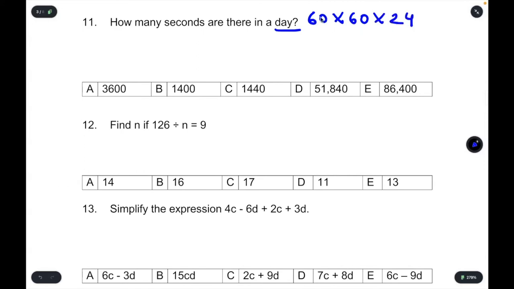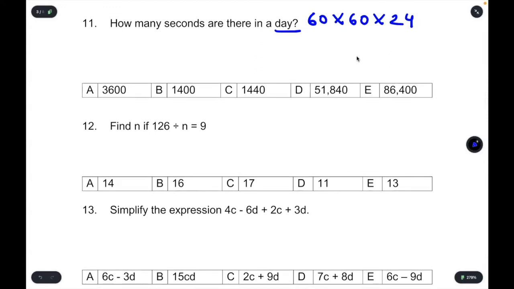So 60 seconds in 1 minute, 60 of those minutes make an hour, 24 of those hours make 1 day. So the total number of seconds in a day is going to be 60 times 60 times 24. Now, instead of doing loads of rounds of long multiplication, what we can do is say 60 times 60 is 3,600. And how do we know that?